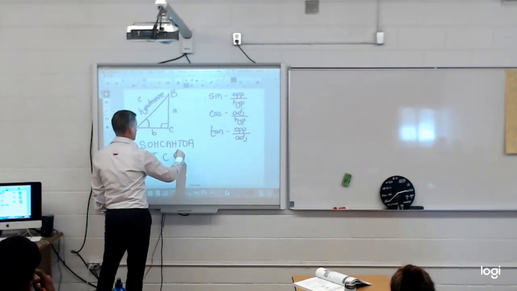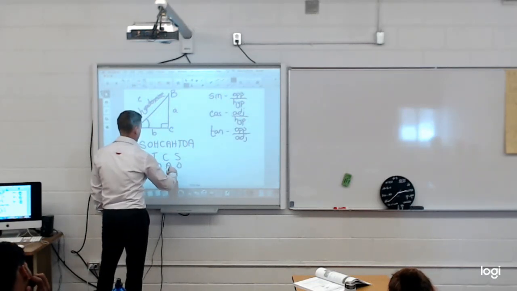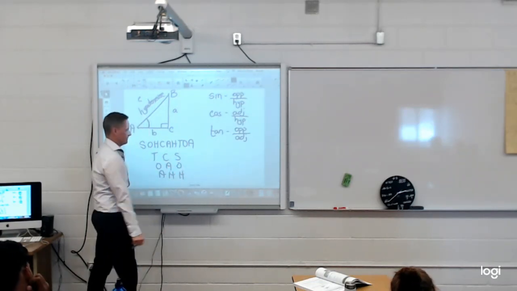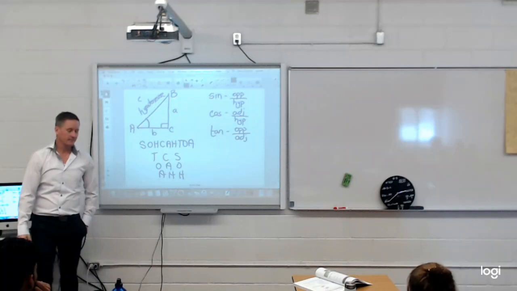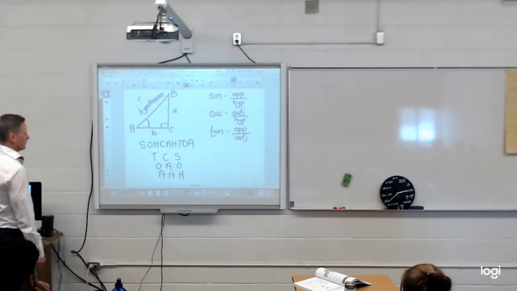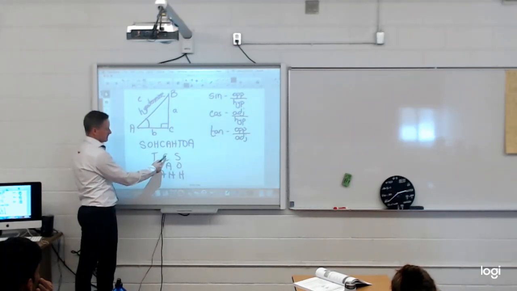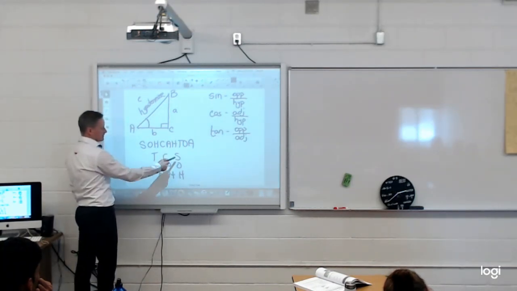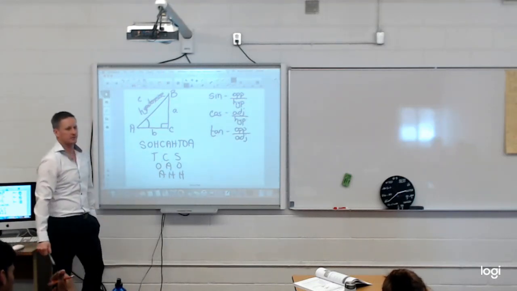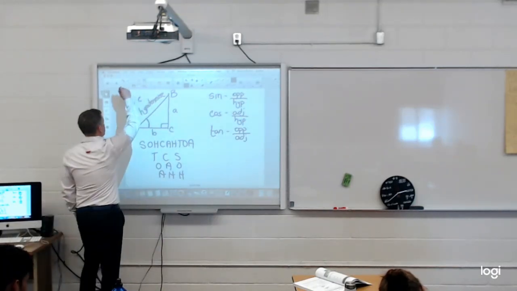Two cats sat on an orange and held hands. Math people, they're geniuses. Tan, opposite over adjacent. Cos, adjacent over hypotenuse. Sine, opposite over hypotenuse. Two cats sat on an orange and held hands. Because why wouldn't cats sit on an orange?